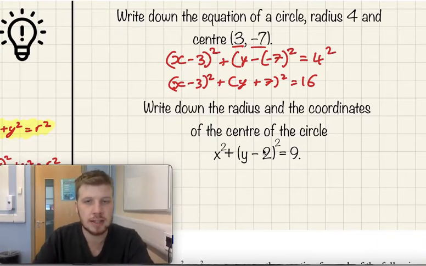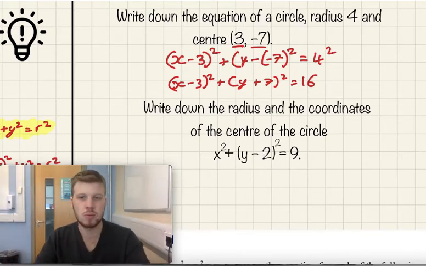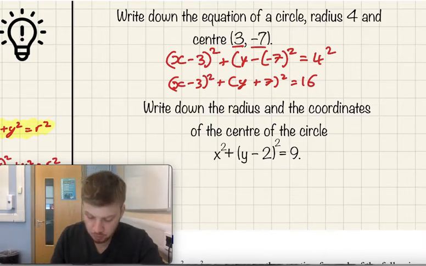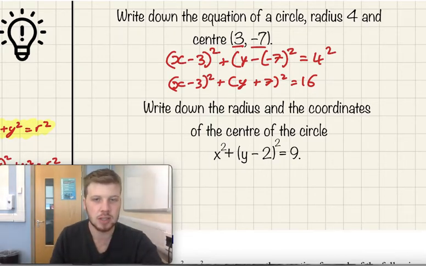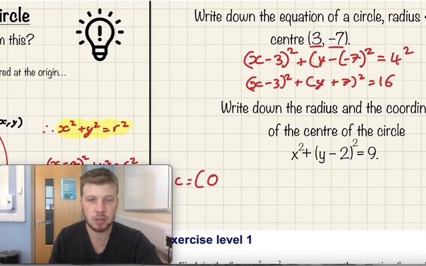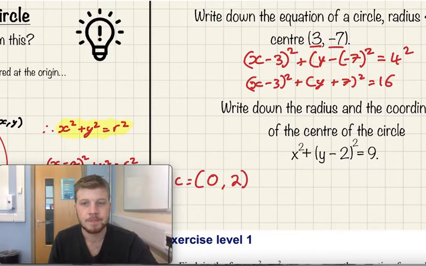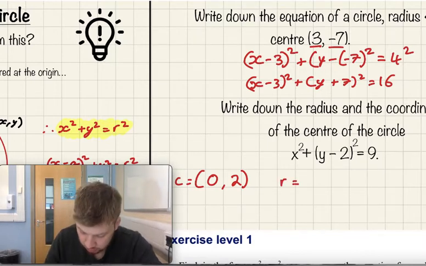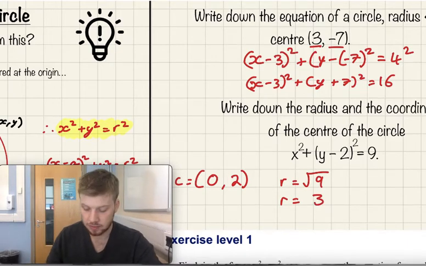The next part is: write down the radius and the coordinates of the centre of a circle with equation x squared plus (y minus 2) squared equals 9. Well, my x isn't being translated at all, so my centre is going to have an x coordinate of 0, because that's at the origin, and it's going to have a y coordinate of positive 2. Now, my radius is going to be equal to the square root of 9, so therefore my radius is equal to 3. So just have a look at those, hopefully they make sense to you.